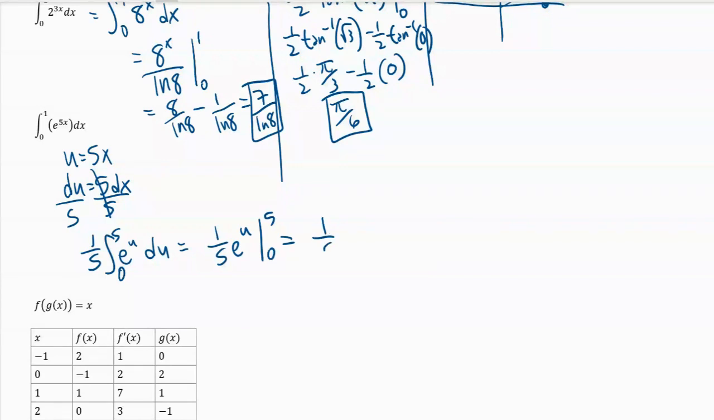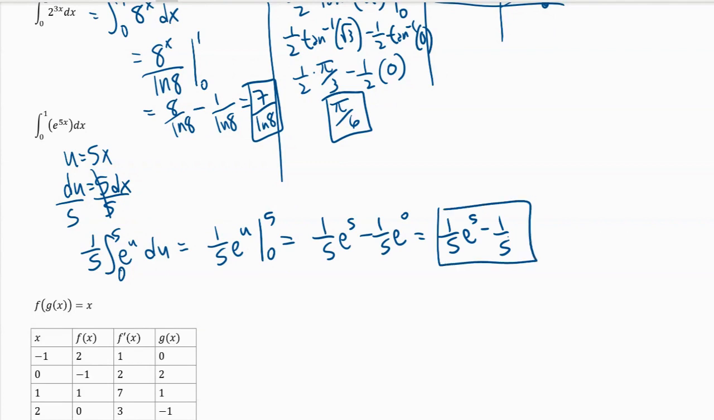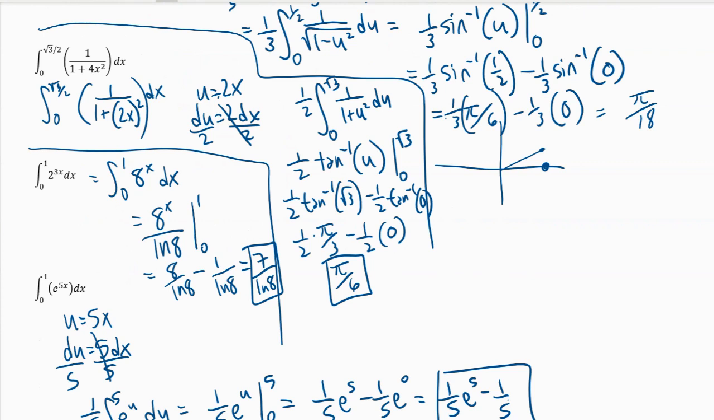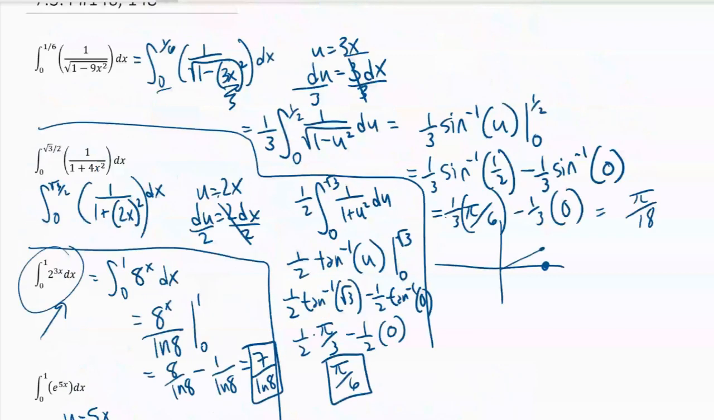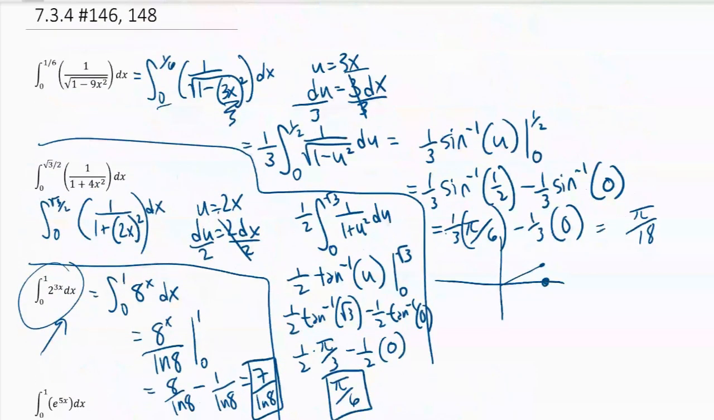And so that becomes 1/5 e to the 5th minus 1/5 e to the 0. E to the 0 is 1. And there you go. That's it for your integrals. So you can use u substitution, you don't always have to. For this one, you could have used u substitution, but I just chose not to. Algebraically equivalent is what I'm looking for here.